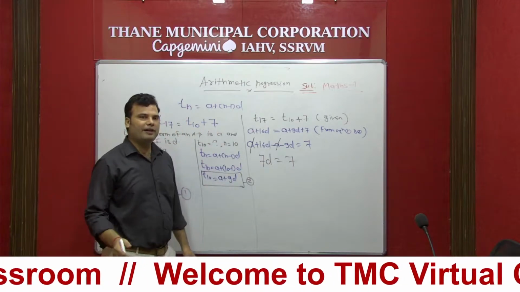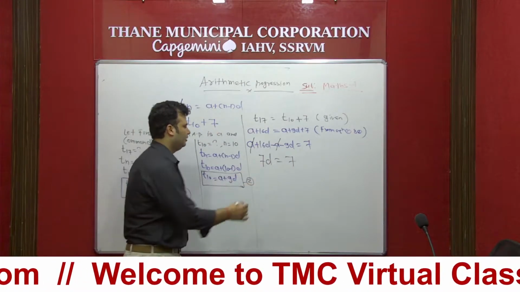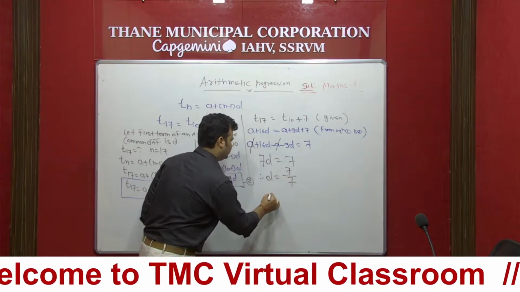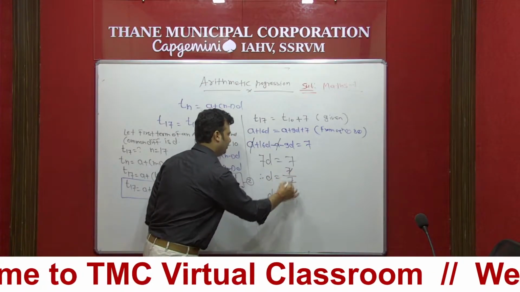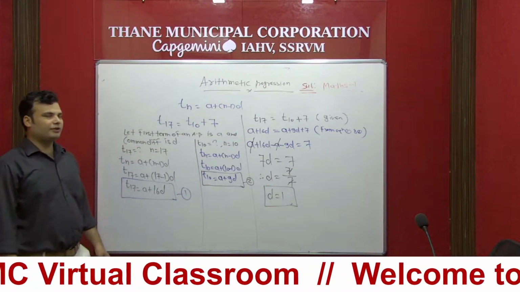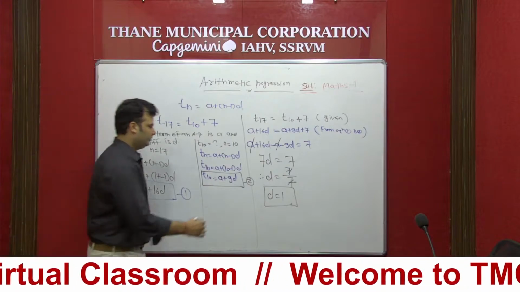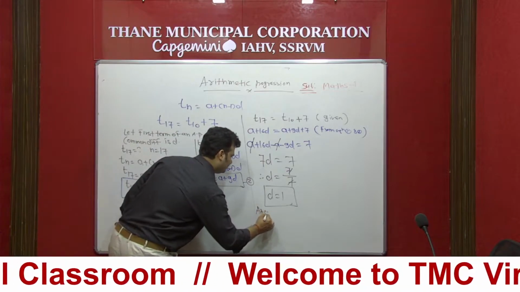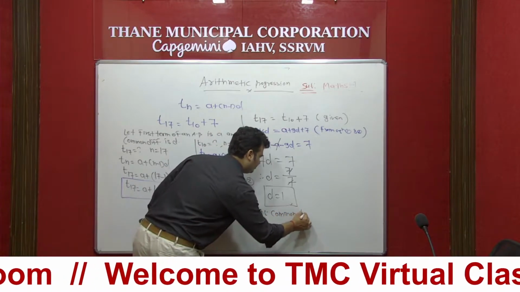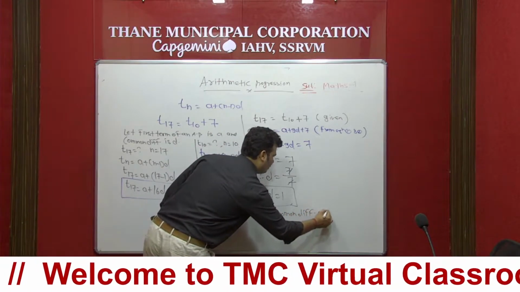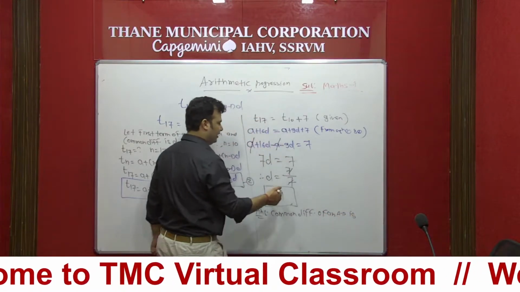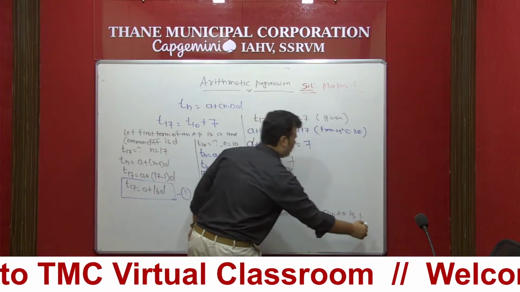Now student, we have to find the common difference, that is D only. So D equal to 7 upon 7. D equal to 7 upon 7 is 1 only. So the common difference is 1. So we can write, common difference of an AP is 1. So the answer is: common difference of an AP is 1. So you can write 1.